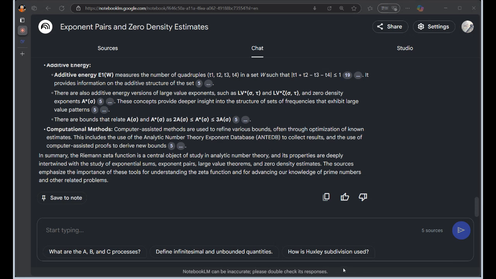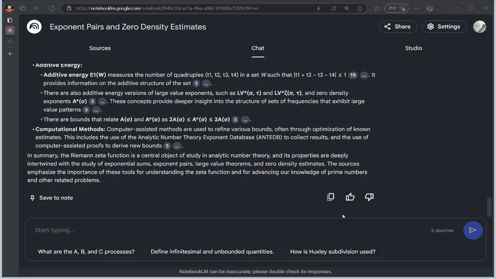For example, one trick is to raise a Dirichlet series to a power. This extends the reach of our large value theorems, allowing us to explore even more of the Riemann zeta function's landscape. Wait, what's a Dirichlet series? Should I know that? Don't worry too much about the technical details. Just think of it as another tool in the mathematician's toolkit for analyzing the zeta function. The important thing is that by raising it to a power, we expand the range of frequencies where we can apply our large value theorems. It's like getting a more powerful telescope to see further into the universe. I like that analogy.